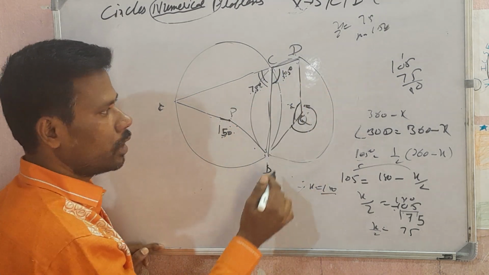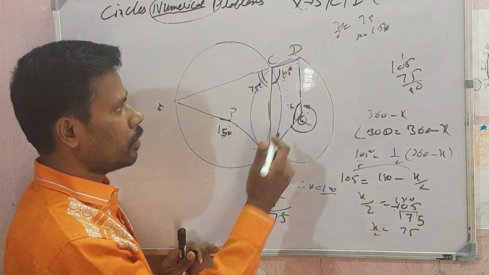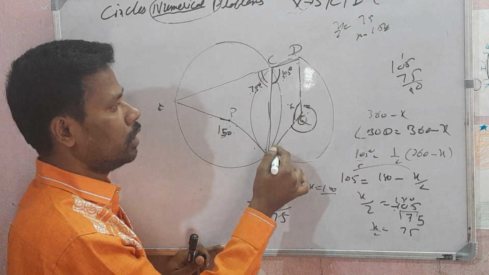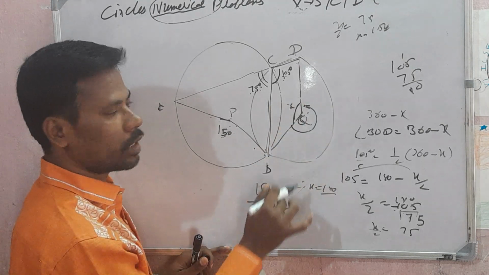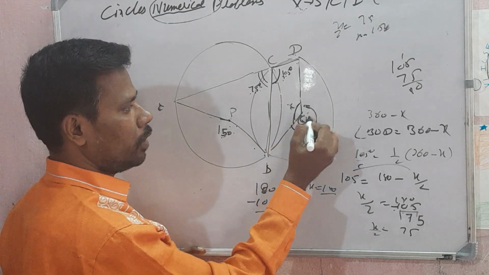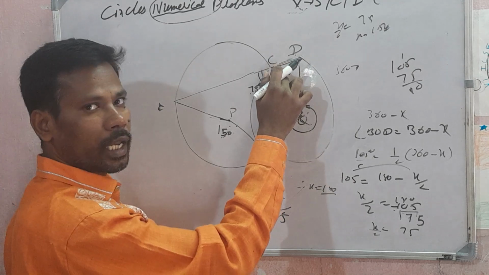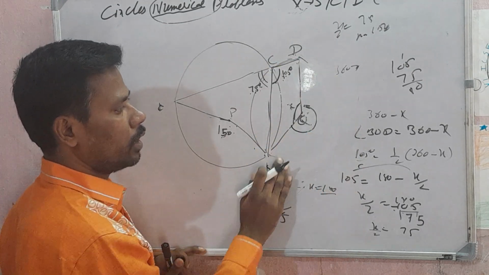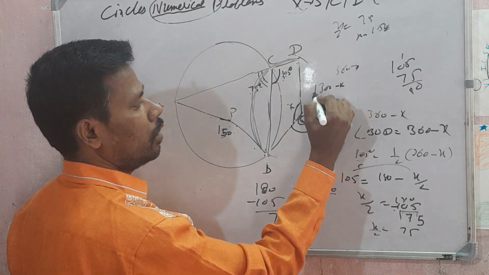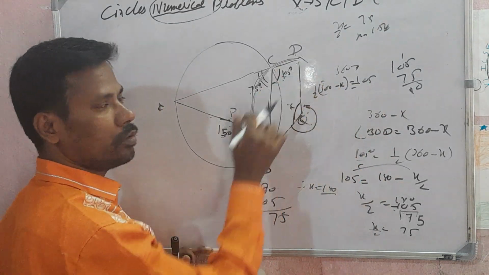Now earlier I said PQCD is a cyclic quadrilateral. It is a mistake, please pardon me. That is not a cyclic quadrilateral. A cyclic quadrilateral means the points should lie on the circle. Here this point Q is inside, so it is not a cyclic quadrilateral. Now again go for this reflex angle. If this is X, this will be 360 minus X, the reflex angle. The angle formed at the center is double the angle formed at any point on the remaining part. So half of 360 minus X is equal to this one, 105. Half of this will give you this one.